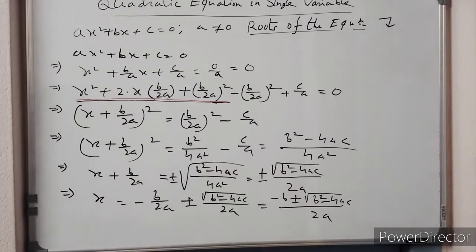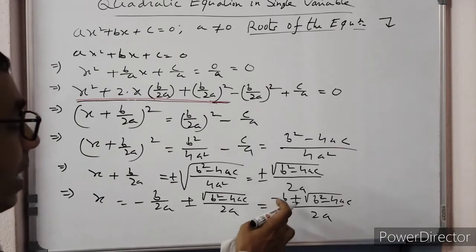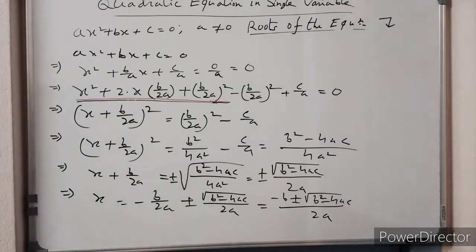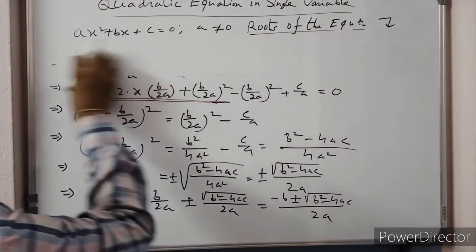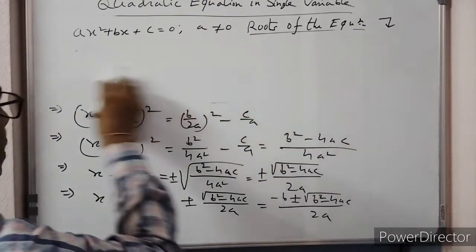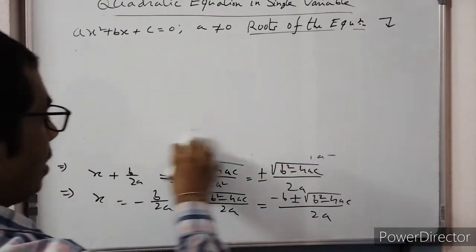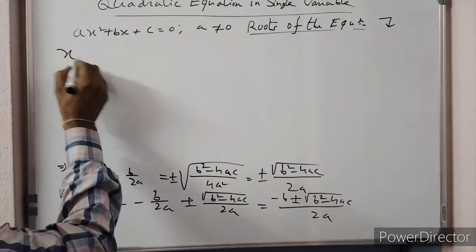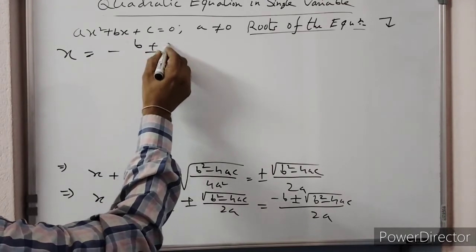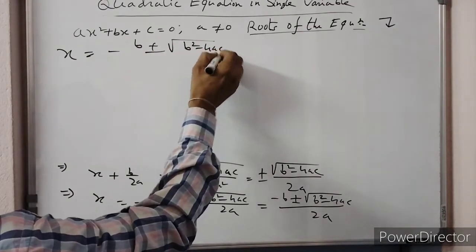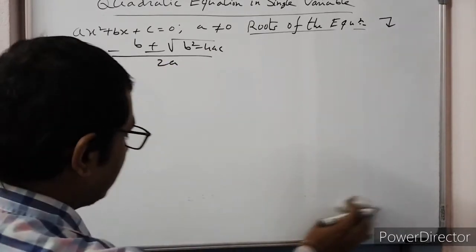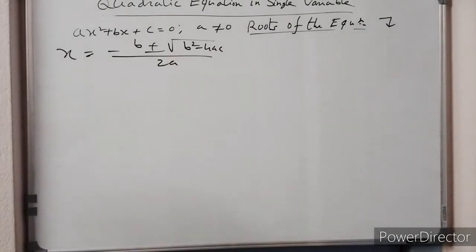Let me write this in separate form. So x equal to minus b plus minus root over b square minus 4ac by 2a. Now let us write it here. x equal to minus b plus minus root over b square minus 4ac by 2a. Okay, this is called the Sridhara formula.